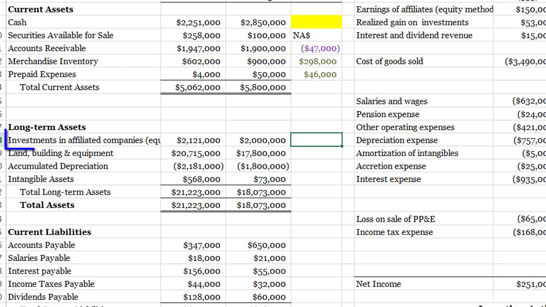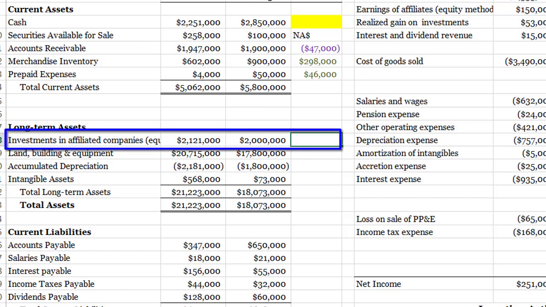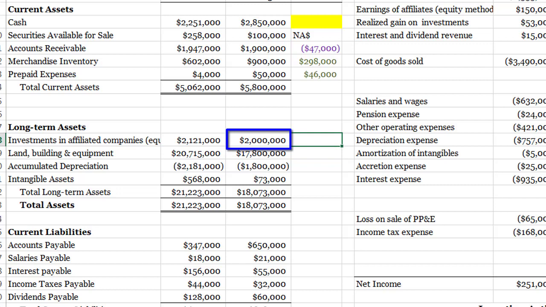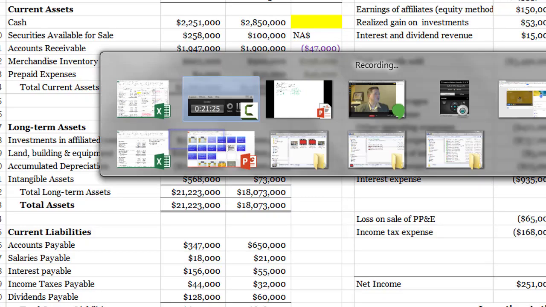And we're going to start with investments in affiliated companies. This is our equity method investment. Let's start again with a T account. We began at 2 million. We ended at 2,121,000. Let's see if we've already accounted for this difference.